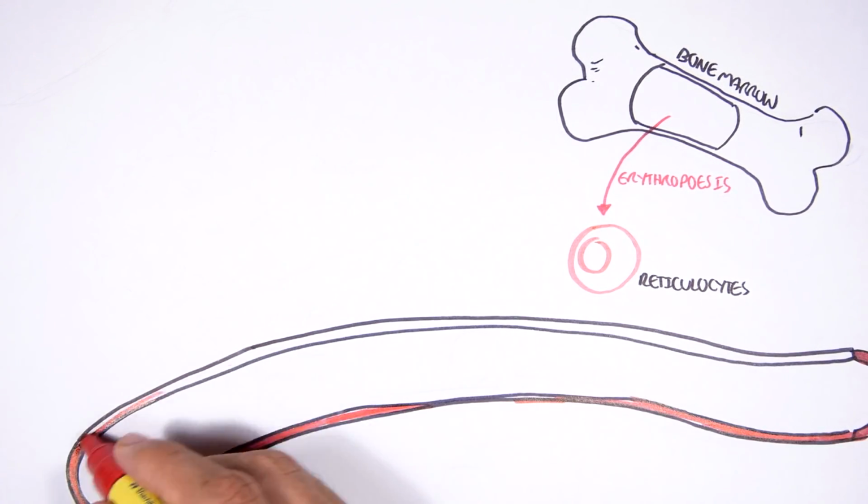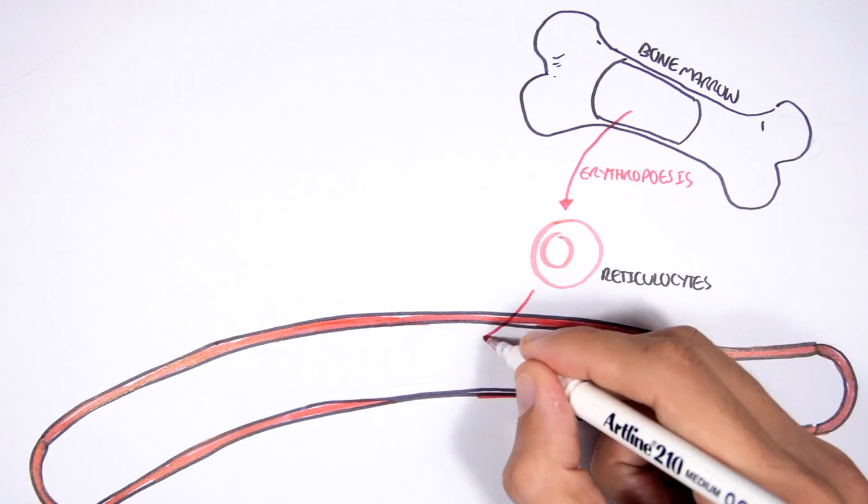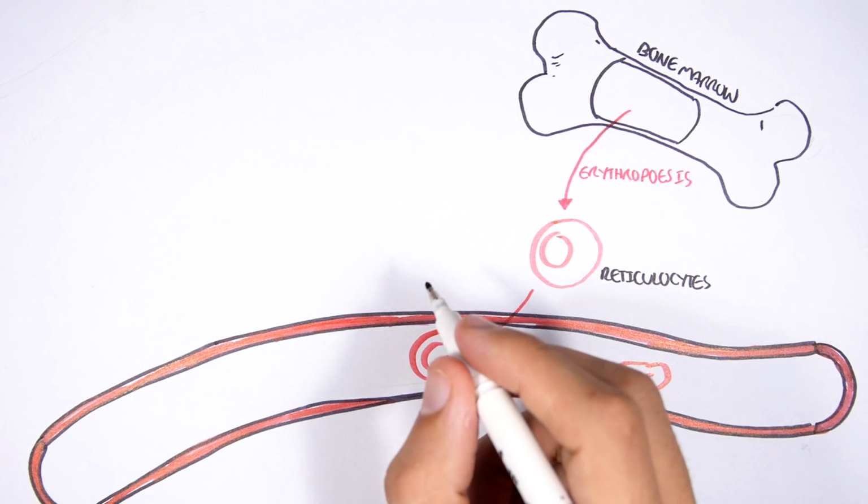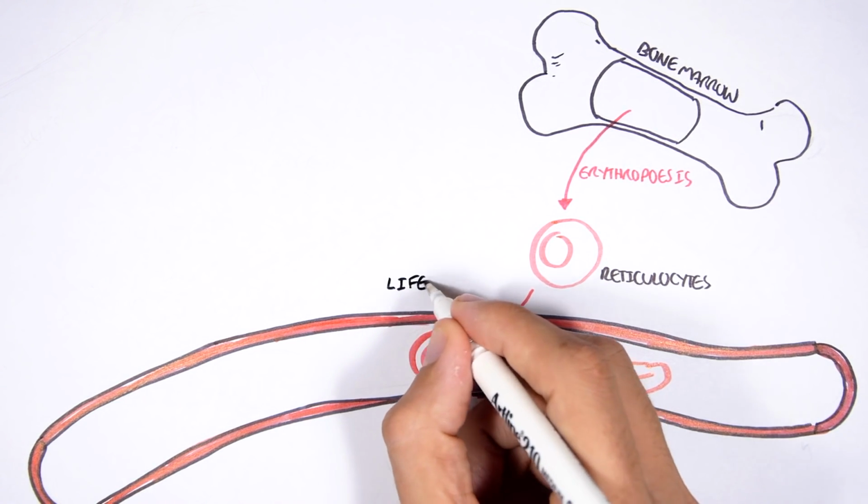Both reticulocytes and erythrocytes have no nucleus. These cells are anucleated. Anyways, these erythrocytes, their purpose is to circulate around our body and carry oxygen around. The oxygen in erythrocytes is bound to what's called hemoglobin. So these erythrocytes circulate around the body for about 120 days until they eventually get old.